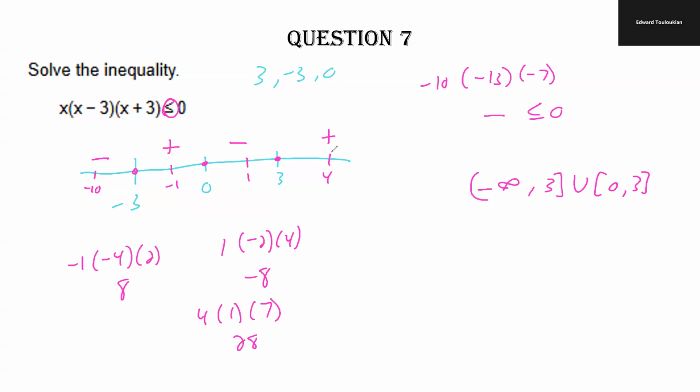All right, so the key is find your three critical points, or however many you have. It doesn't have to be three. Make a number line, pick a point in each region. Takes a little bit of time, but it's not that bad once you've done it a few times.